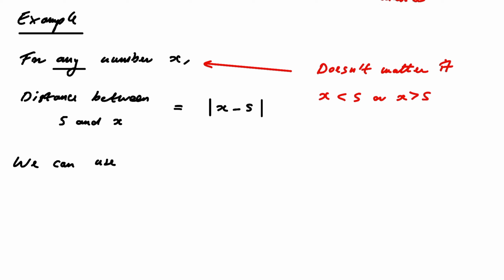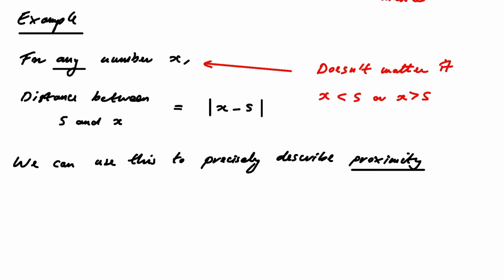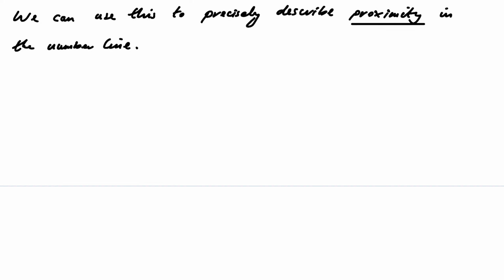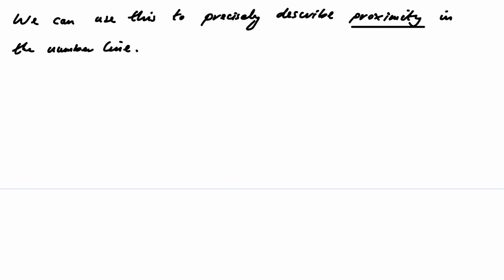So we can use this to do some quite sophisticated things. We can use this to precisely describe proximity, if you want. So being close to things, proximity in the number line. So let me give you an example of what I mean here. So, example. Let's have quite an interesting example.